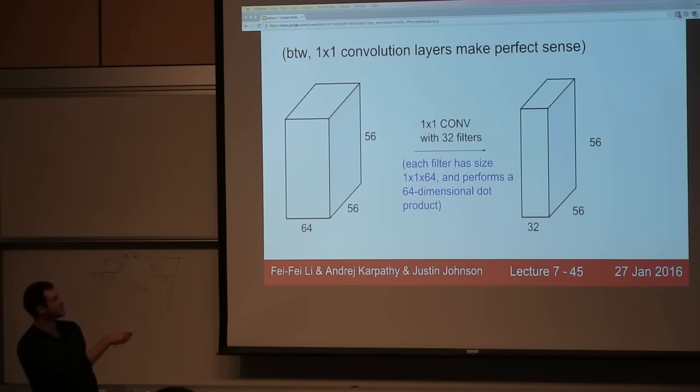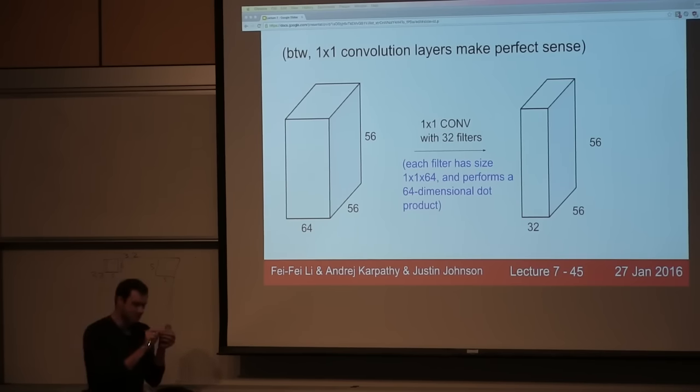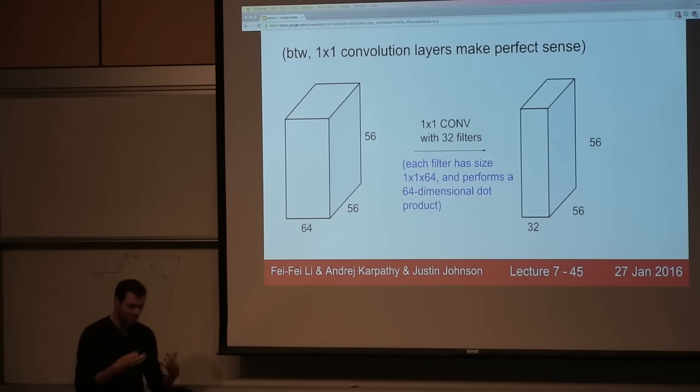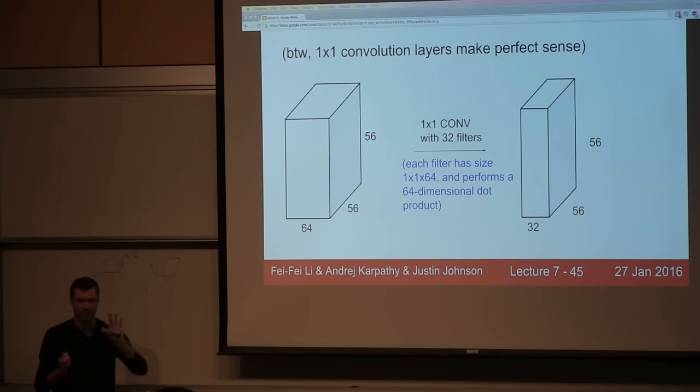The way to think about it is, suppose you're working with this example. A 56 by 56 by 64 volume coming in, and doing 1 by 1 conv with 32 filters would give you the same sized output, except 32 in depth now. Each filter is 1 by 1 spatially, but you have to remember that we're doing these dot products through the full depth of the volume. So every filter here would actually be doing a 64-dimensional dot product, because these filters extend through the depth of the input volume.